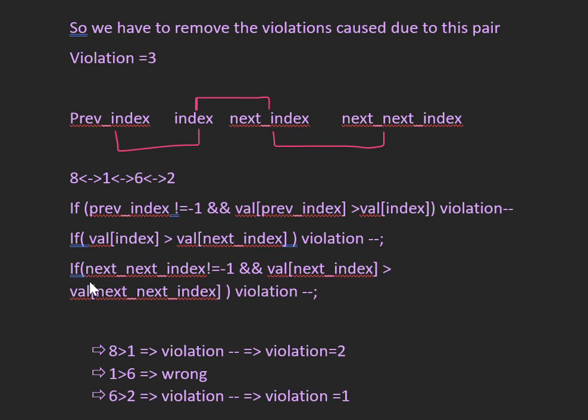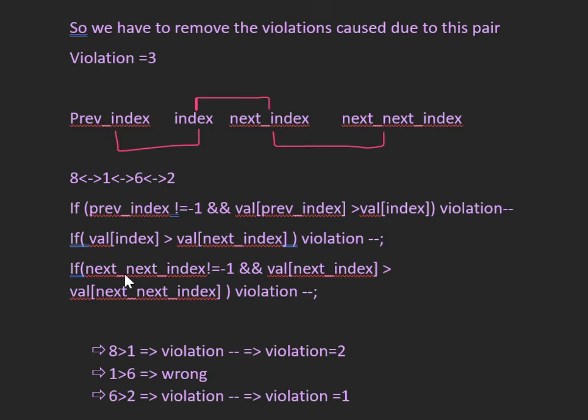So we have to remove those two violations before merging these two elements. What we do is check whether this current index has some previous element or not, and if the value of previous index is greater than the value of index, it means a violation is there. If a violation is there, then we will reduce the violation count by 1 before merging. Then we will check index and next index the same way, and reduce the violation if there is a violation of the non-decreasing array condition.